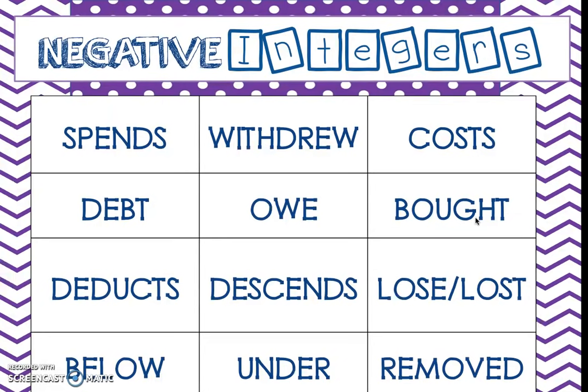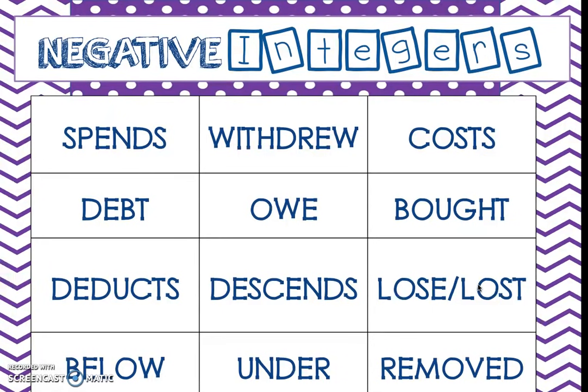Deducts, okay, like if I deducted $20 from your salary, I'm taking that off, okay, or if I deducted 5 minutes off of your break, I'm taking it off. That's a negative, okay. Descends means going under. So like when we talked about the submarine, it descended below sea level. So that is a negative, it means going down. The airplane descended. Lose or lost, anytime you lose weight, or if you lose break time, or if you lose money, okay? Those are all negatives.